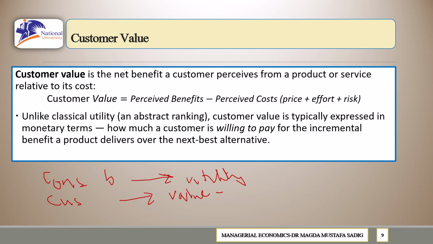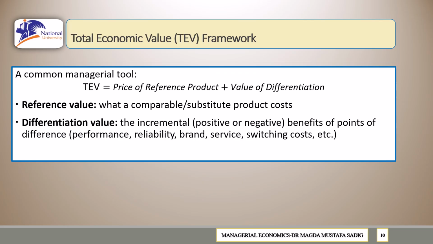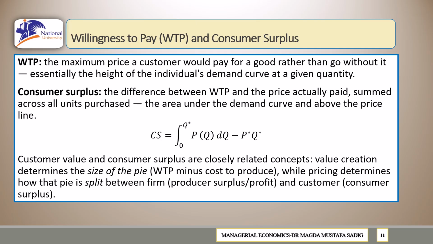Costs include much more than price. For example, time, risk, effort, maintenance, learning cost. Therefore, a product with a higher selling price may still offer greater customer value. Think of smartphones. Premium phones cost more, yet many consumers willingly pay because they perceive greater benefits. Value-based pricing.